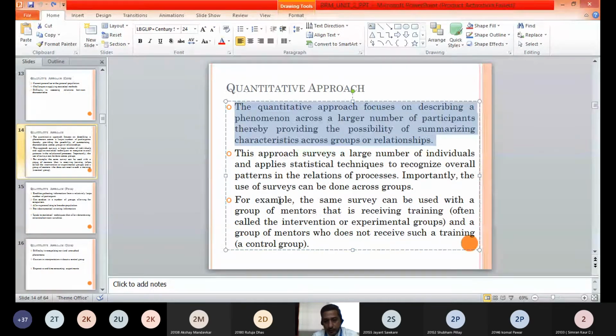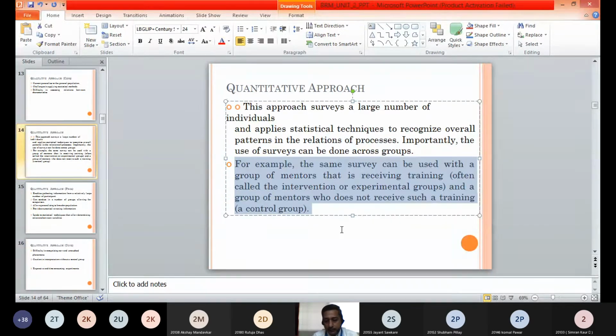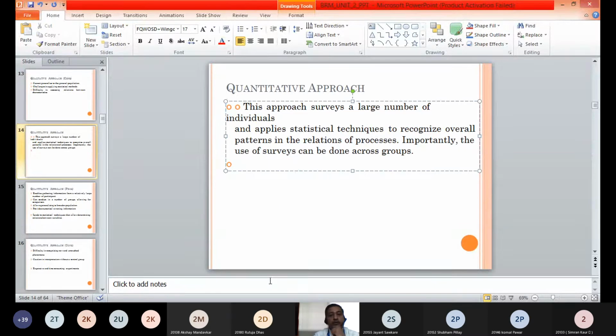Then the second important point here is that this approach surveys a large number of individuals, as we discussed, and applies statistical techniques. Whatever data we are getting is in the form of numbers, and therefore we can apply different statistical tools available for analyzing that data to recognize overall patterns in the relationships of processes.